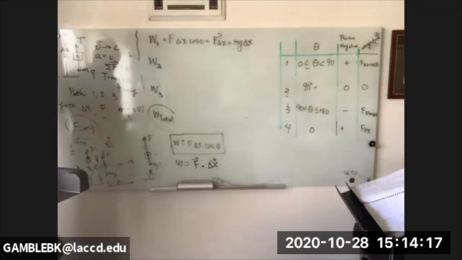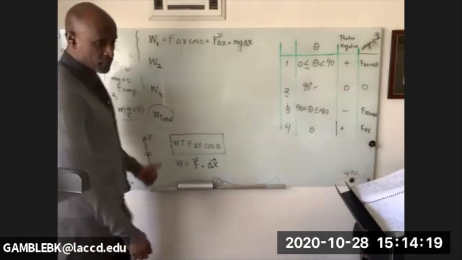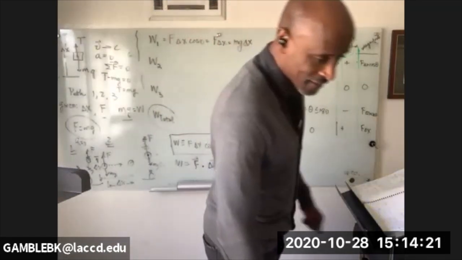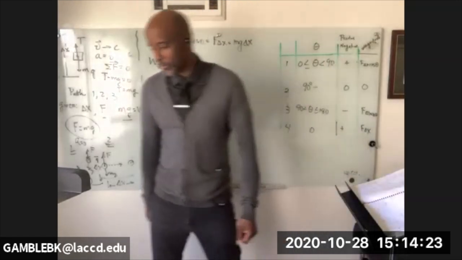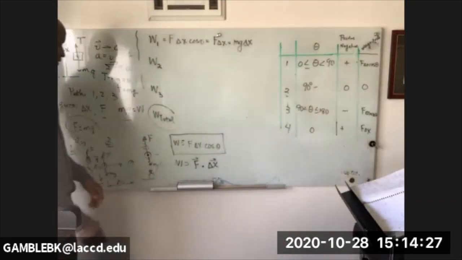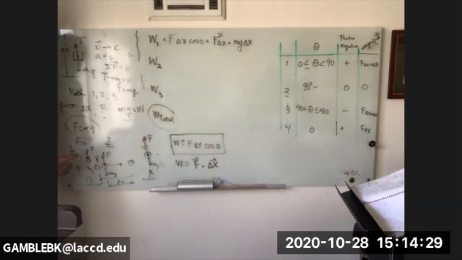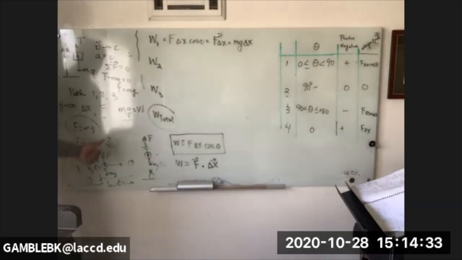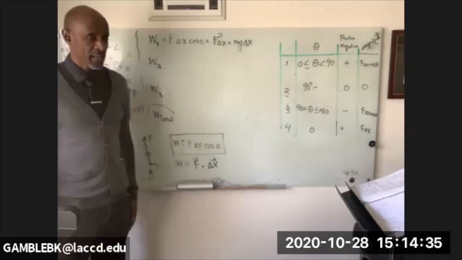All right. I still want to finish this example before we get on our break. I didn't think it was going to take all this time. Let's finish this while we're on that roll. So let's come back to here. Abdul established that the work done in part 1 is mg delta x. Everybody got that?